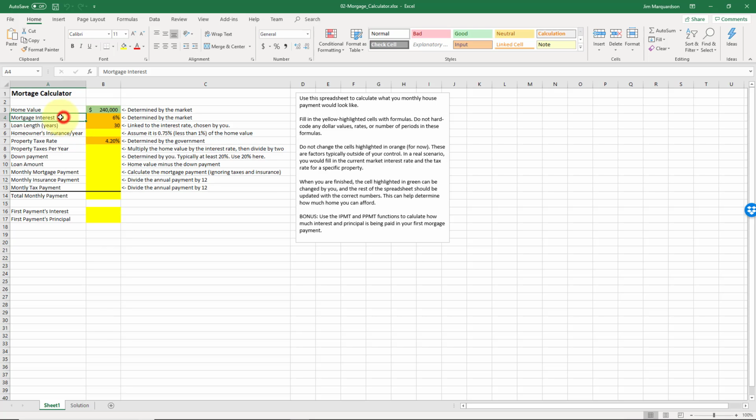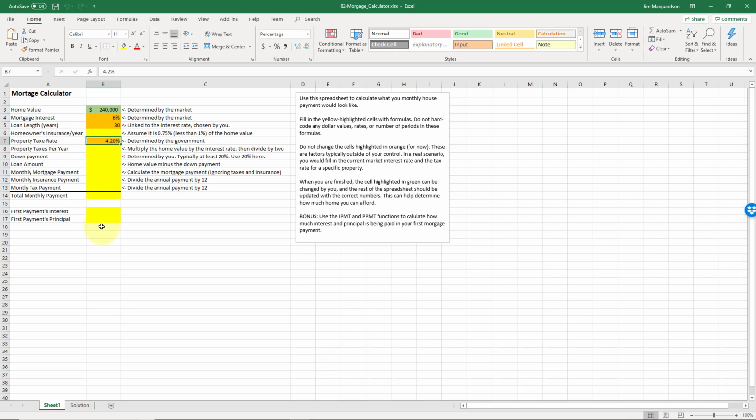The mortgage interest is determined by the market. You have very little control over that. Most people go for a 30-year loan. You can choose a 15-year loan and get a little bit better interest rate, but most people do go for a 30-year loan, so that's the assumption we're going to build into this model. Now, property taxes can kill you, so it's important to know what you're going to pay. This is determined by the government wherever you are.